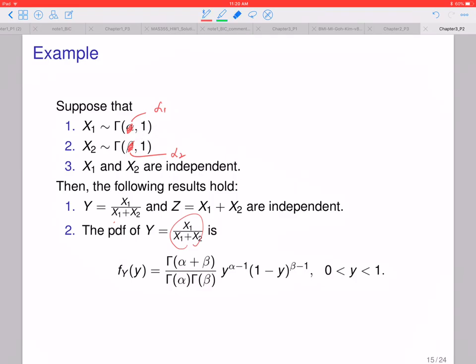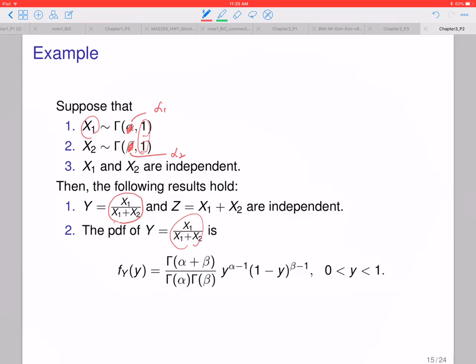Anyway, the result is this: x1 is a gamma distribution with shape parameter alpha 1, and x2 is another independent gamma distribution with a different shape parameter, and the two random variables are independent. Then the ratio, x1 divided by x1 plus x2, they have the same rate parameter. The important thing is they have the same rate parameter. The ratio should be between 0 and 1, right?